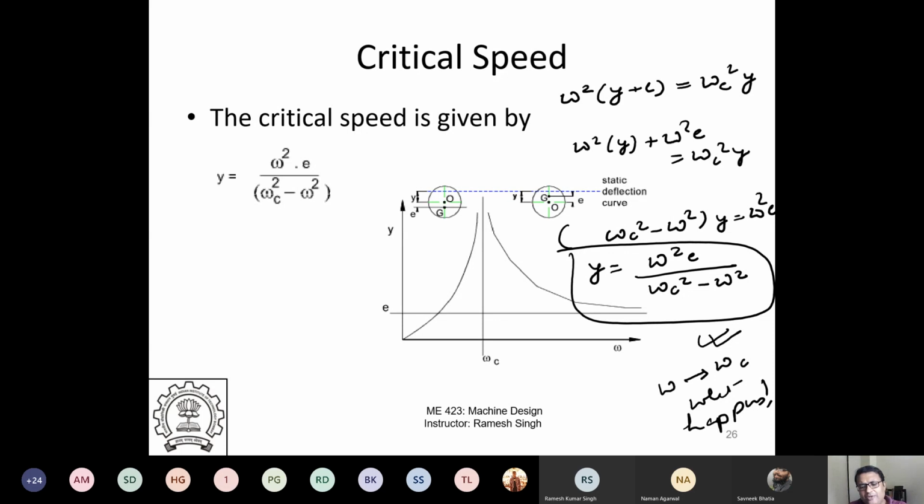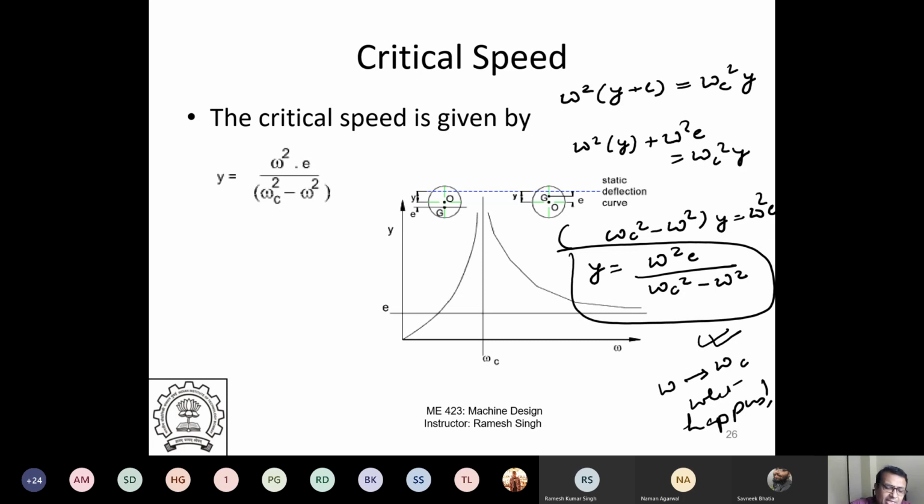What will happen? What do you think? If omega approaches omega c, what will happen? What does this equation show? What kind of failure? Like, physically, what will happen? Do you understand what y means?